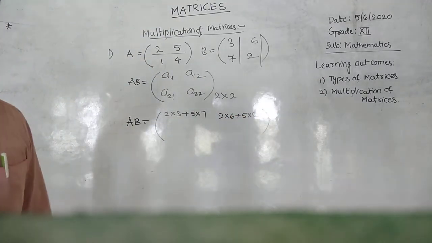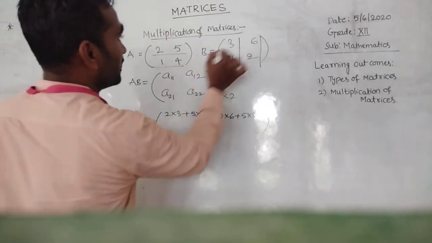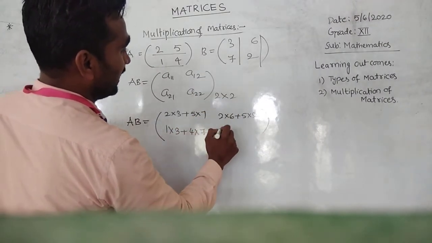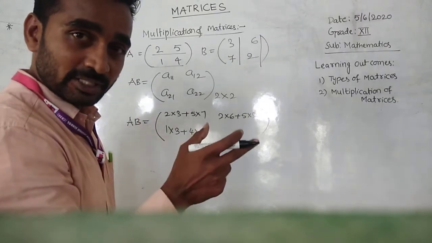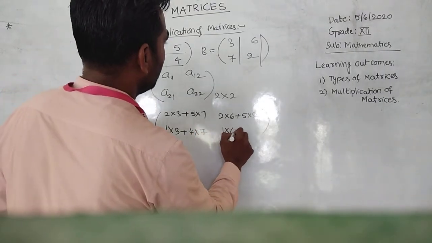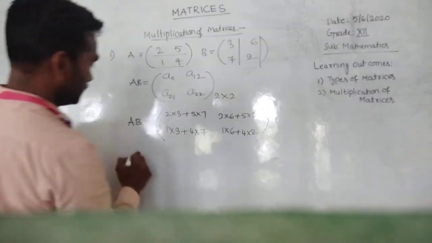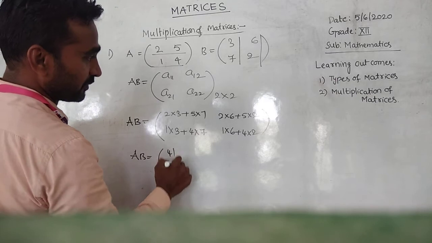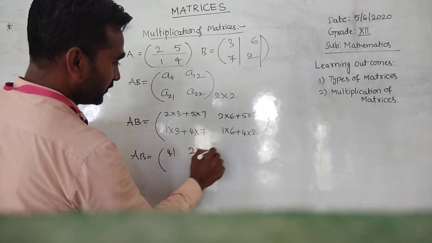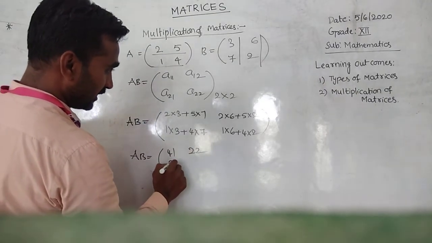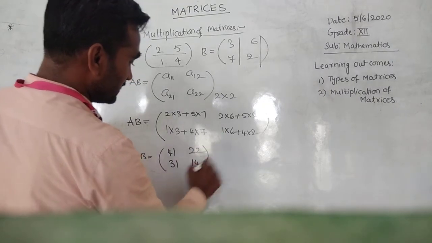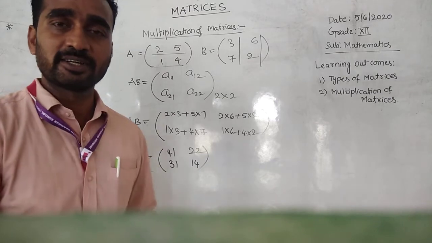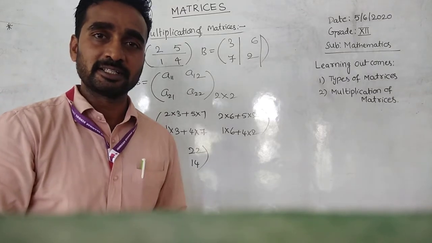Now to get the A21 element, the second row is multiplied with the first column: 1 into 3 plus 4 into 7. And to get the A22 element, the second row is multiplied with the second column: 1 into 6 plus 4 into 2. Simplifying these, you will get 6 plus 35 is 41, 12 plus 10 is 22, 3 plus 28 is 31, 6 plus 8 is 14. So this is the way to multiply any two matrices. The same thing applies for a 3 by 3 matrix, and you will get a 3 by 3 matrix.